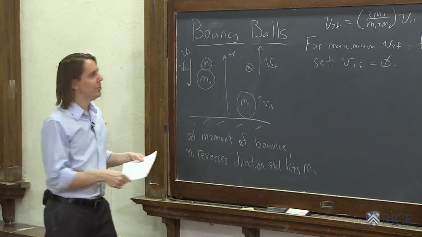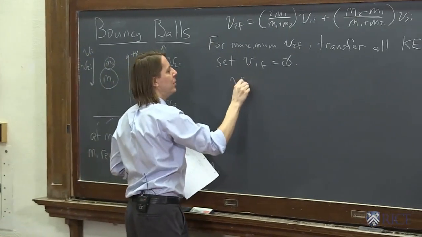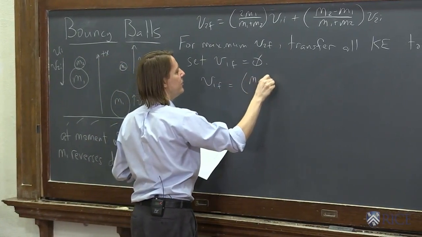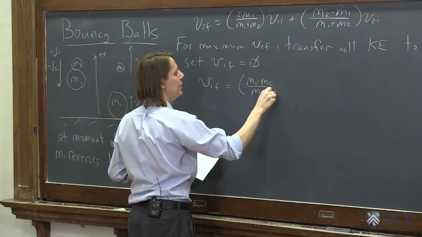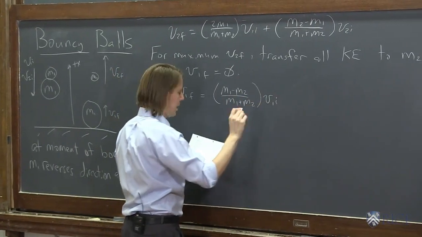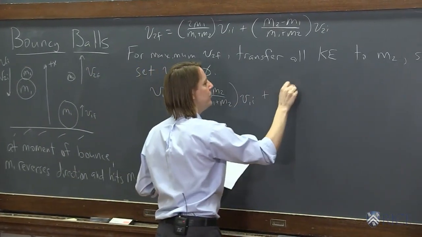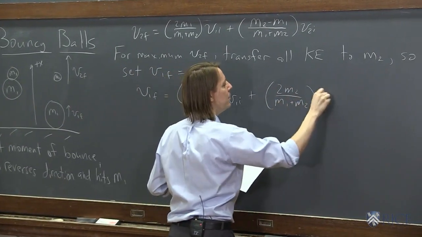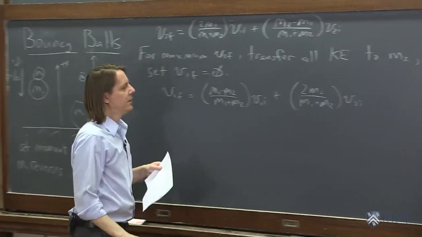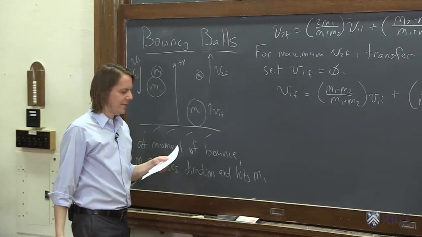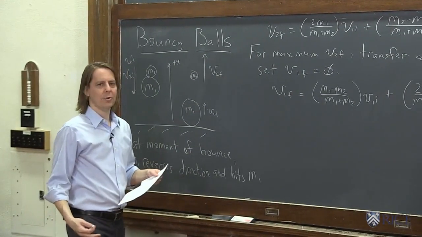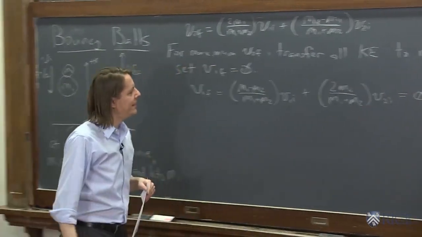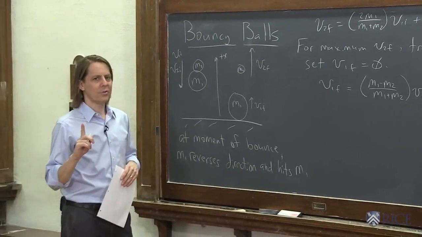So we actually don't want this equation at all. We want this equation, V1F. What was that? That was the difference over the sum: m1 minus m2 over m1 plus m2 V1I, plus the 2m2 term, 2m2 over m1 plus m2 V2I, like that, right? So we want to take that and say that has to be 0. So we say this equals 0. And that doesn't get you too far except for one thing.